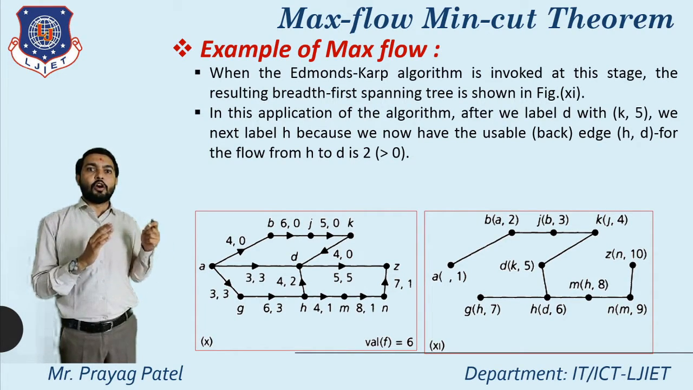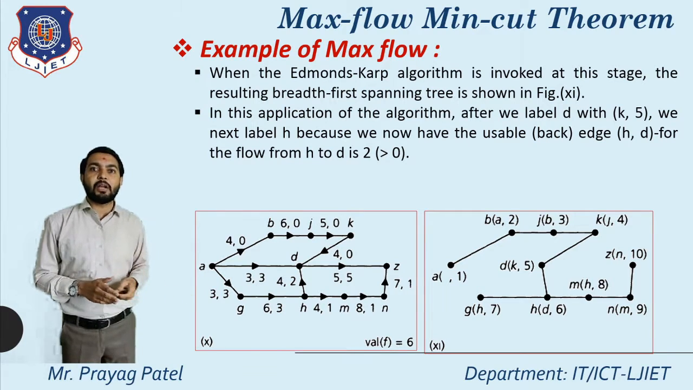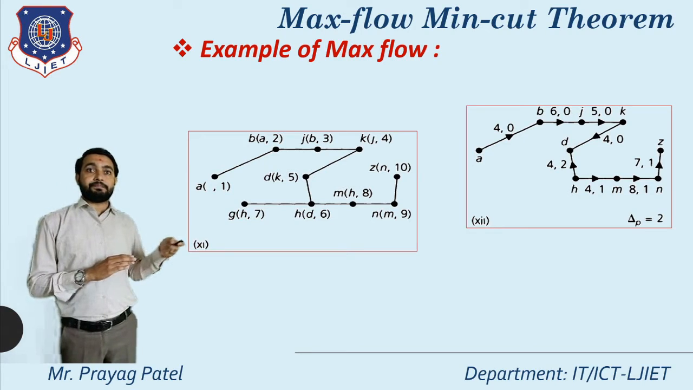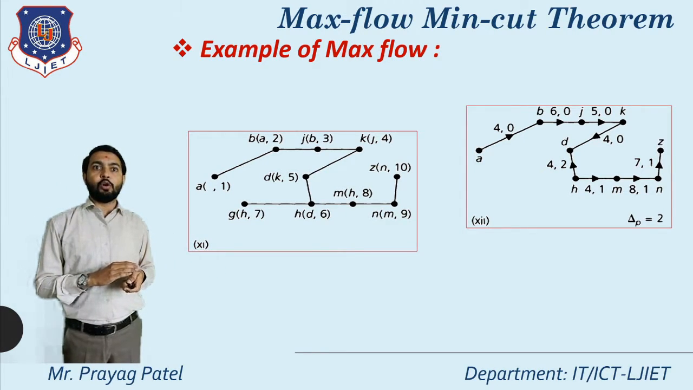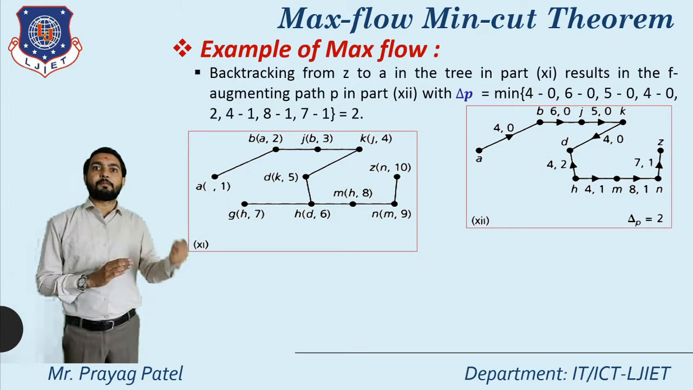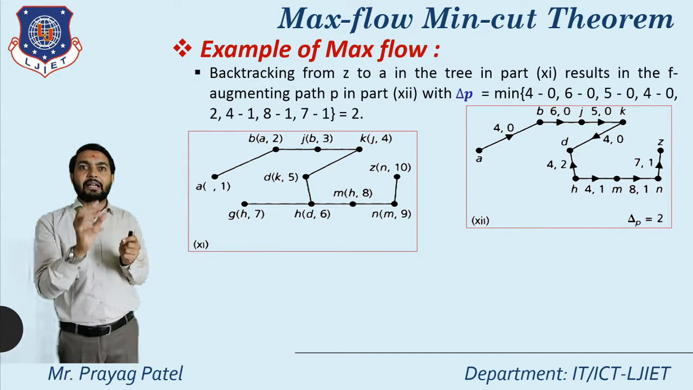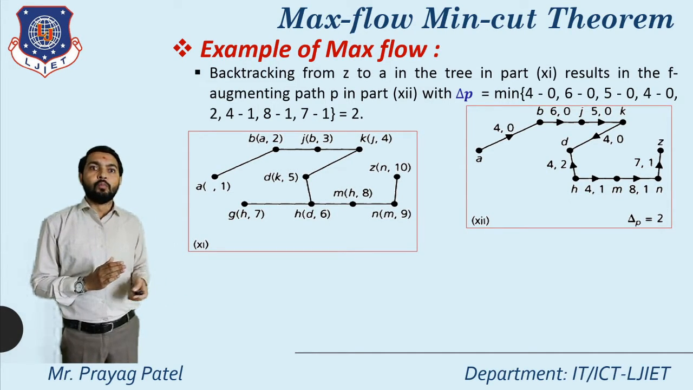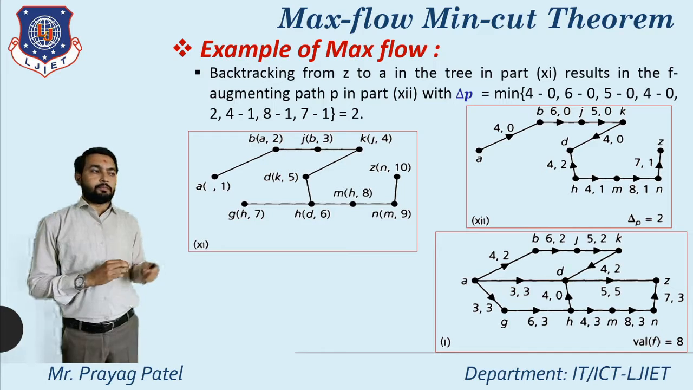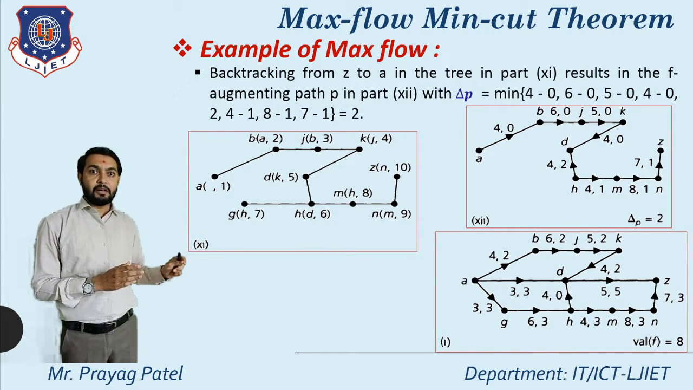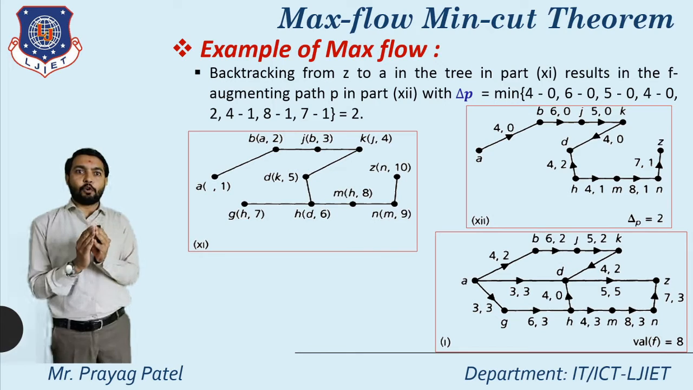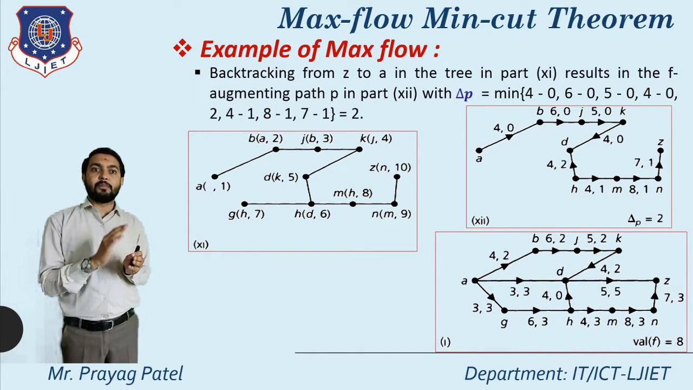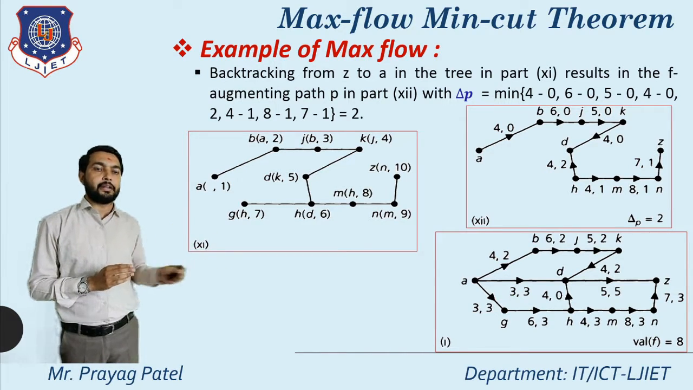Now here, what is the value of delta P? What is the increasable flow in this network? See here, in this network we can say that the increasable flow equals 1. So we increase this flow by the minimum value, delta P equal to 2. So we increase the flow by 2. Now after that, the resultant figure is like this. What is the flow value? Old maximum flow value equals 6, but new maximum flow value equals 6 plus 2 equals 8.